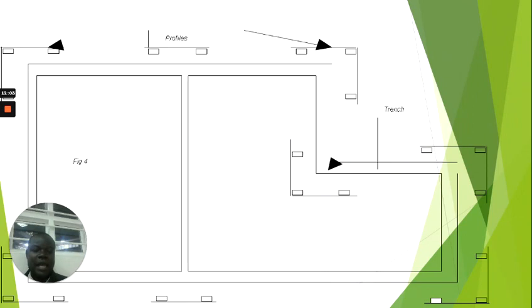So that is a diagram of a given setup of a building, and it's showing the placements of the profile boards, the ranging lines, and the baselines. Like you can see them.